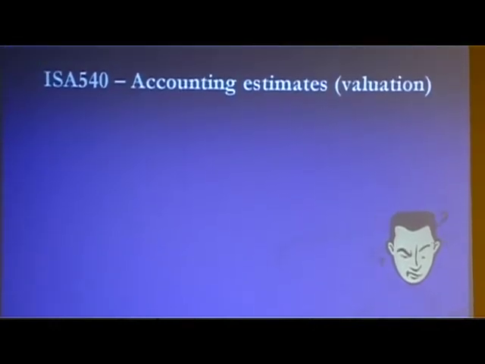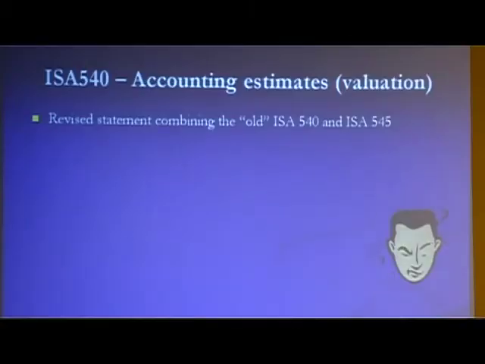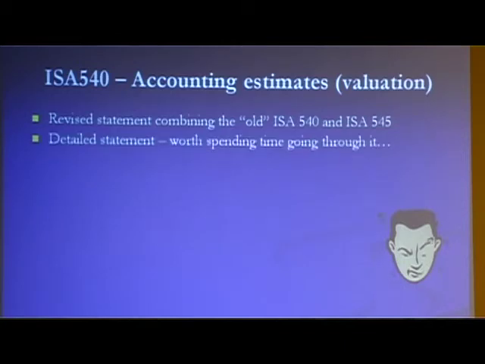Then 540, accounting estimates. This was the one that I emphasized. It is an important one. I made the point that it is a revised statement coming out of the Clarity project, so it combines the old 540 and 545. It's a big statement. There's a lot of detail in it. It's not that you need to read through the entire statement, but it is worth spending time going through certain components of it.